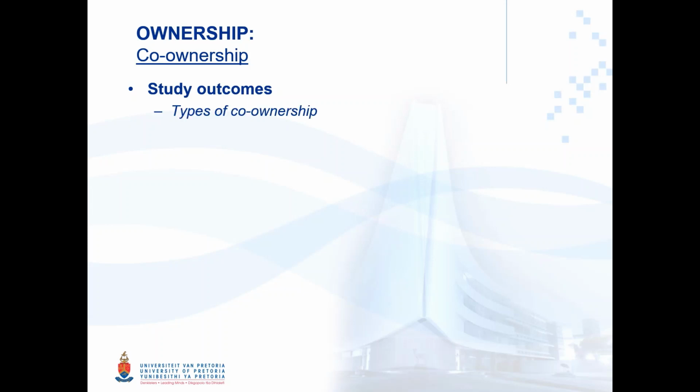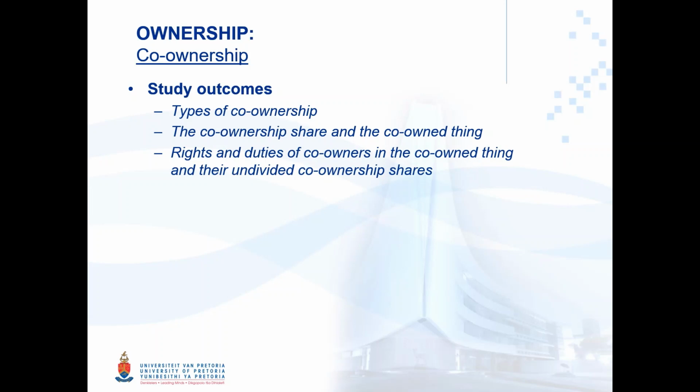Define co-ownership and distinguish between bound and free co-ownership. Define and explain the undivided co-ownership share vis-a-vis the co-owned property. Explain the rights and duties that co-owners have in the commonly owned property and in the undivided co-ownership share. Identify and explain unreasonable use of the commonly owned property.